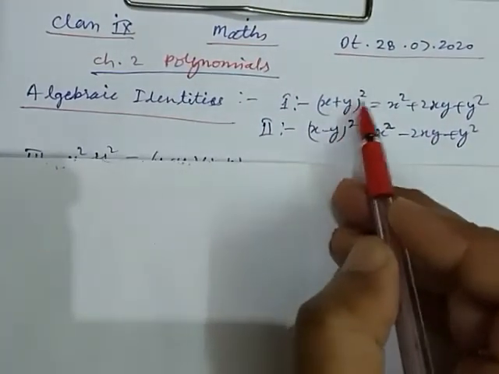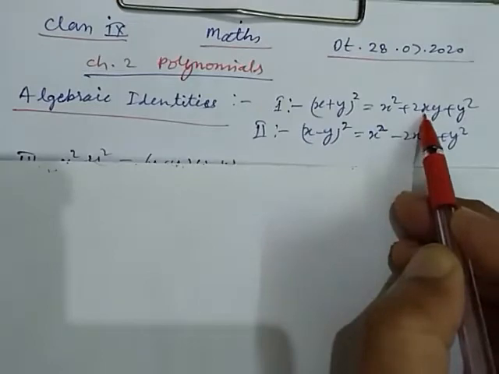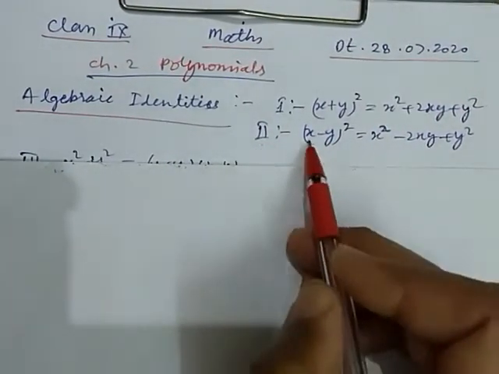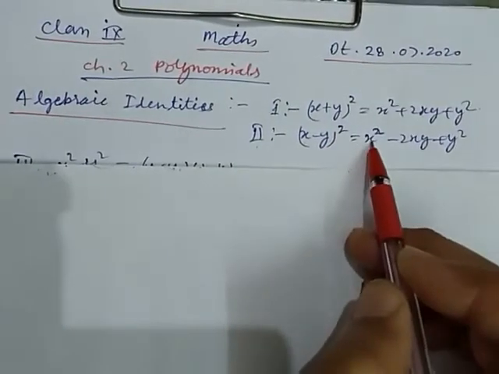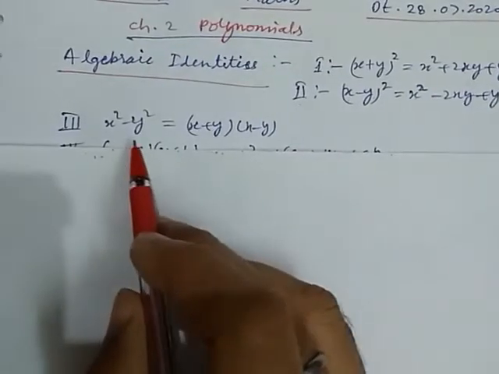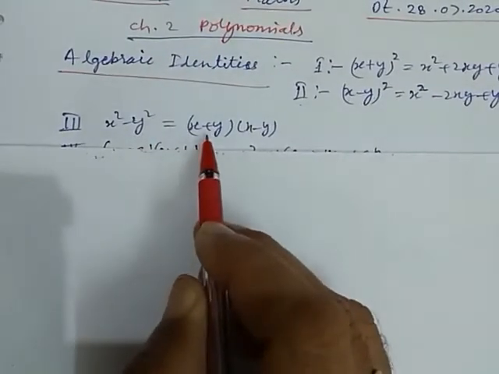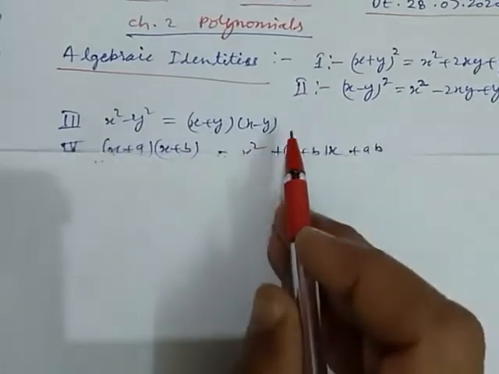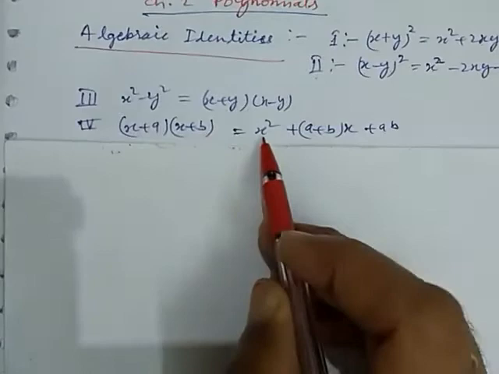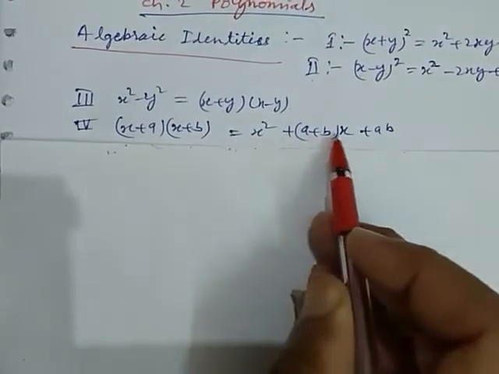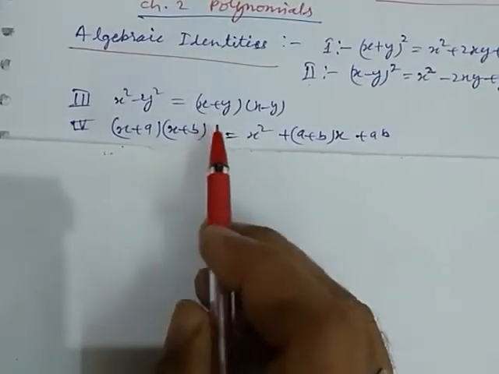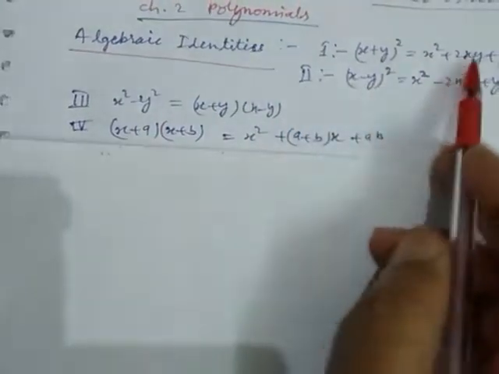First, x plus y whole square is equal to x square plus 2xy plus y square. Second identity, x minus y whole square equals x square minus 2xy plus y square. Third identity, x square minus y square equals x plus y into x minus y. Fourth identity, x plus a into x plus b equals x square plus a plus b into x plus ab. These are the 4 identities, but first we find how we get them.